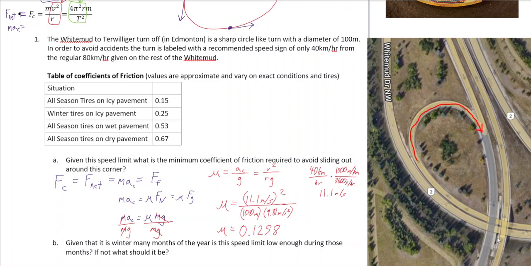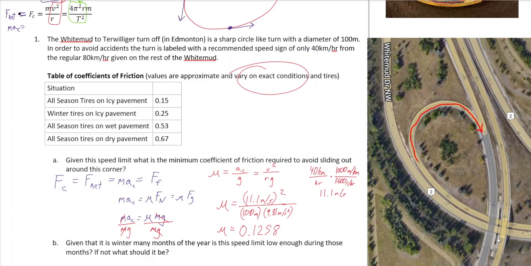Now, you can see maybe why they chose this speed limit, right? In Alberta, winter tires are not mandated, so all-season tires are basically what everybody has. Technically, you could have summer tires, which would be even worse, but those ones will then slide out. But all-season tires, assuming you have proper tread on them, will actually make it around the corner according to our data. And again, it varies on exact conditions, so you always have to drive to the conditions of the road.